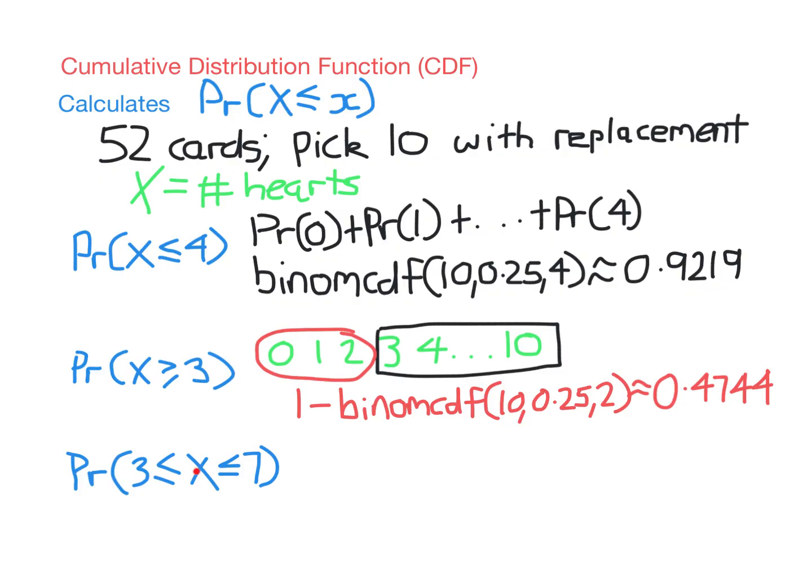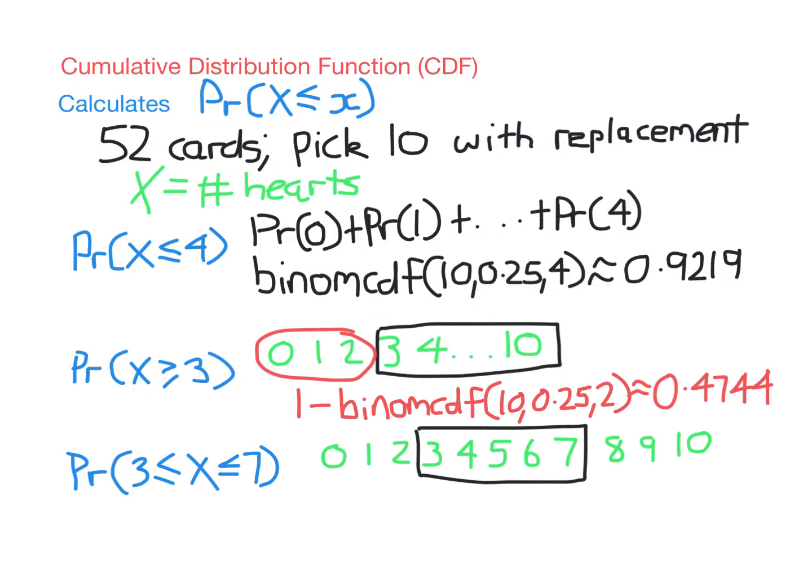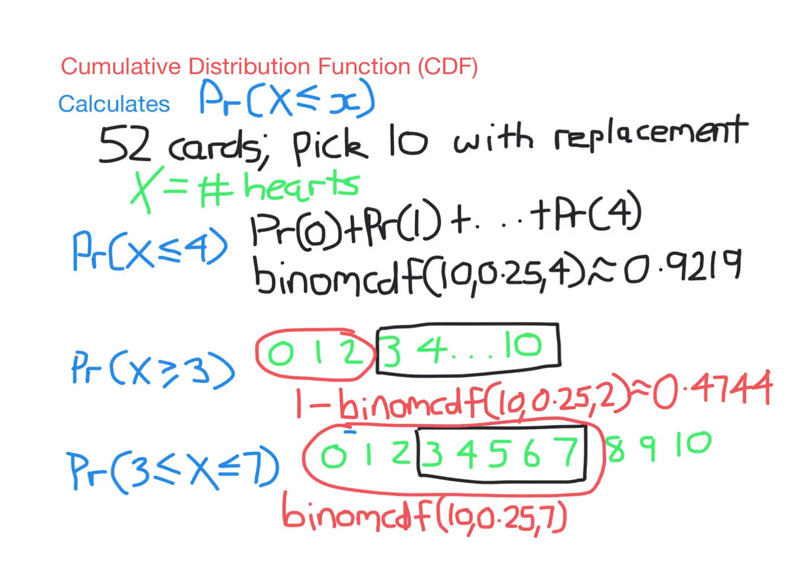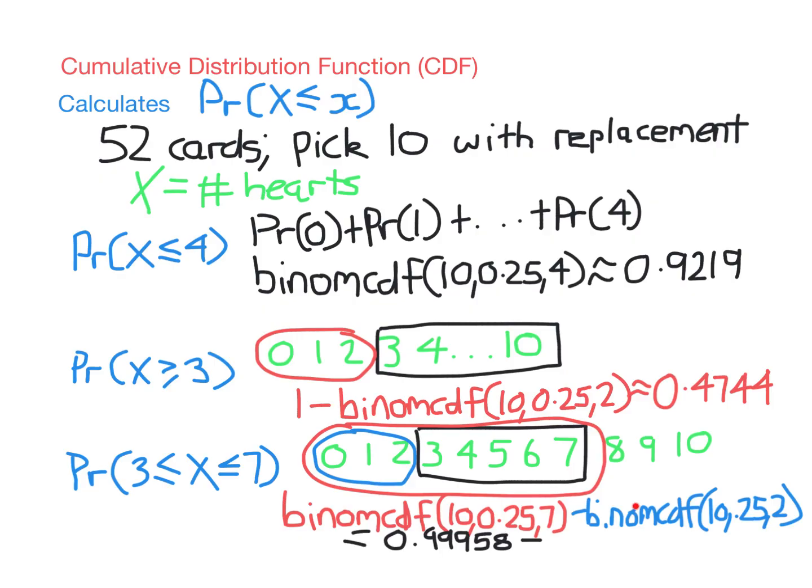Now here I want to calculate the probability that the number of hearts is between and including 3 and 7. Again, these are the possible values that our random variable can take. I want this here, but of course, the CDF doesn't calculate this directly. How can I come up with this? Well, what I can do is take this here and subtract this here. Putting this on a calculator, I get 0.99958. Putting this on the calculator, we get 0.52559. So subtracting them, we get about 0.474.